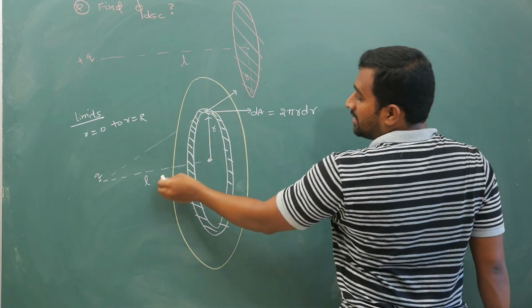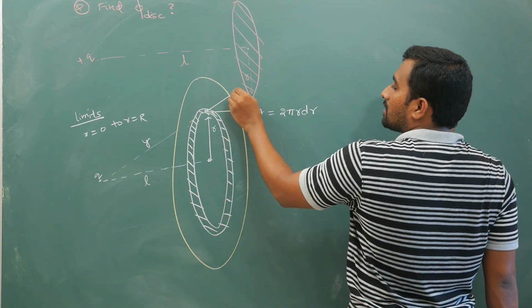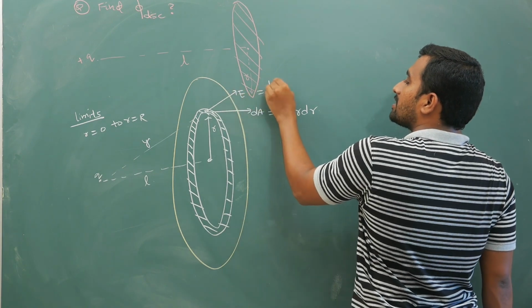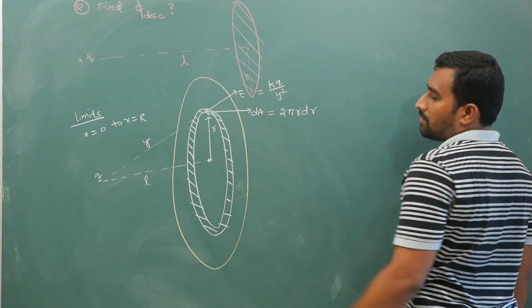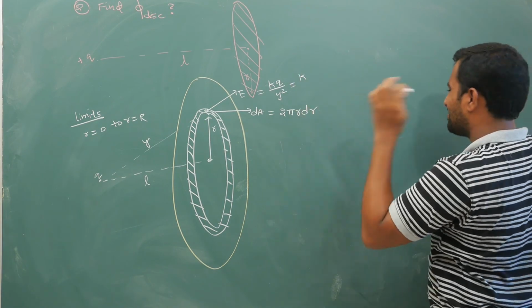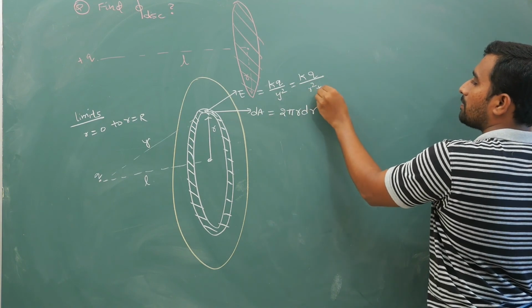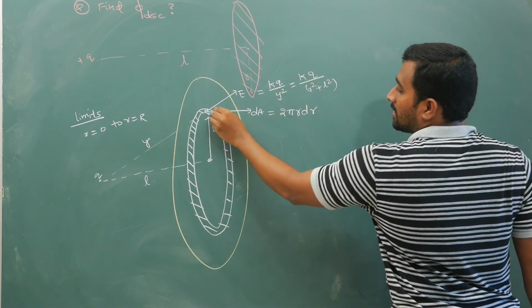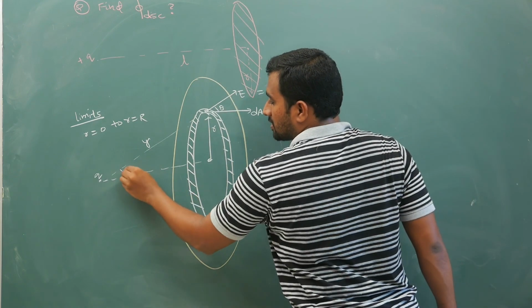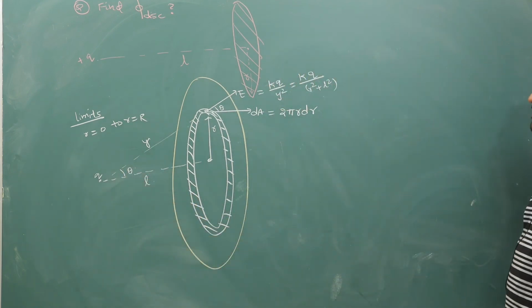Your electric field at that point, if this distance is some y, is kq by y square, because of this charge. What is y? Under root r square plus L square. So it is k into q by r square plus L square, since y square is r square plus L square. This angle is theta here and theta here, where you can substitute cos theta accordingly if required.